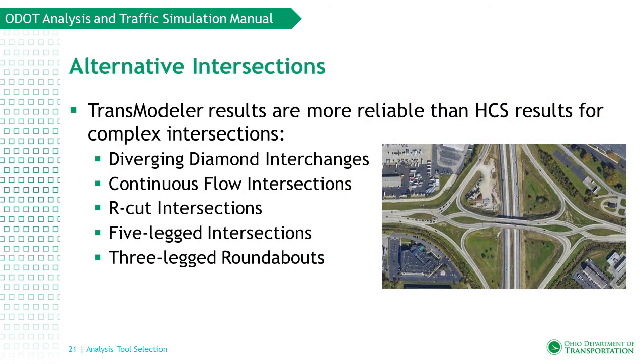The results from Transmodeler for complex intersections are more reliable than those from HCS. Such intersection types include diverging diamond interchanges, continuous flow intersections, R-cut intersections, five-legged intersections, and three-lane roundabouts.